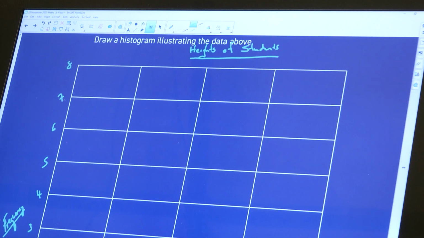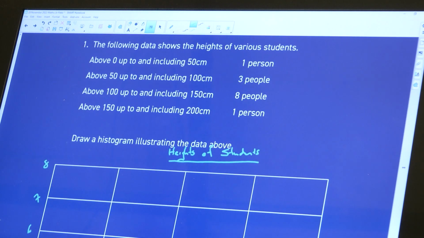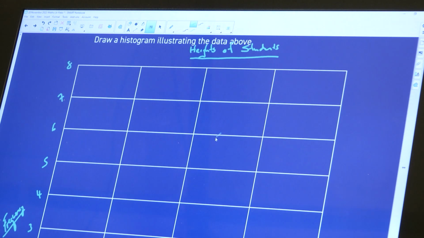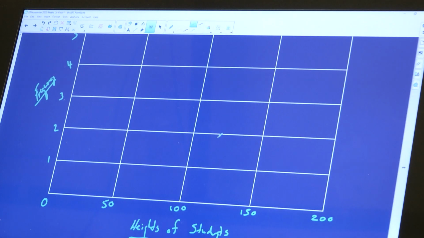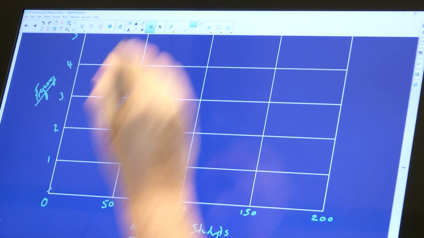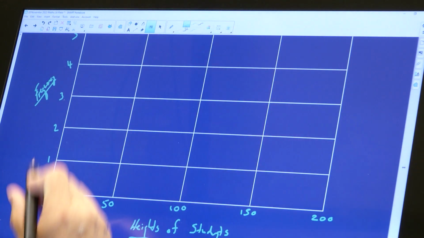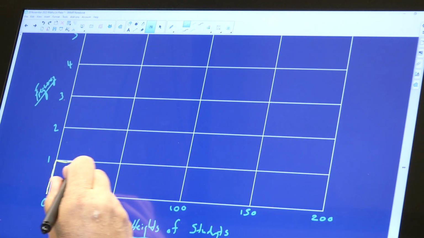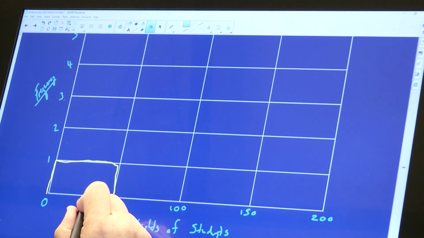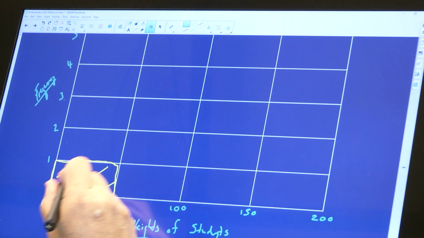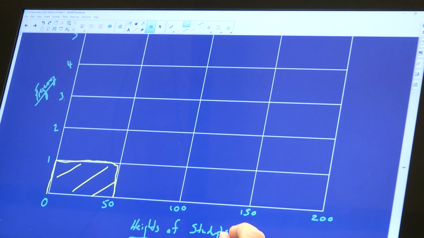So let's have a look at this. The following data shows the heights of various students. From 0 to 50 centimeters, I have one person, and I'm going to use yellow here. There's that person. But now remember that the heights of the students are in centimeters and they're flowing.